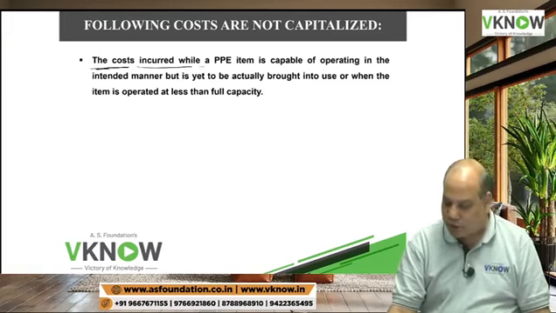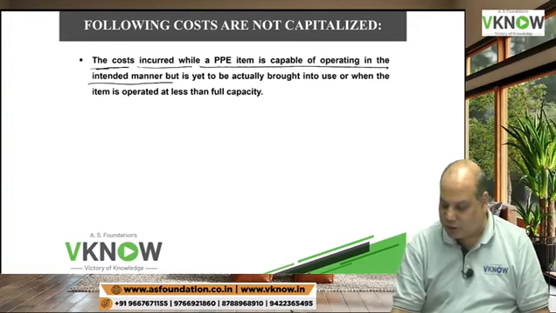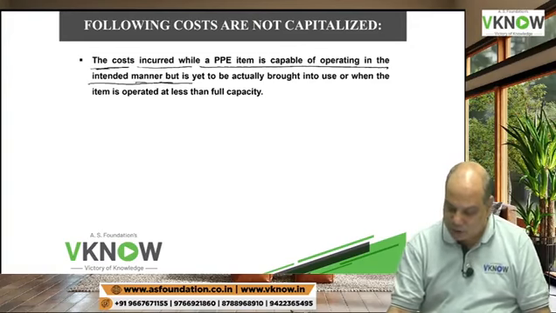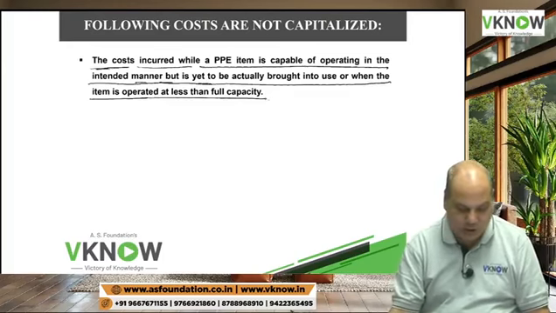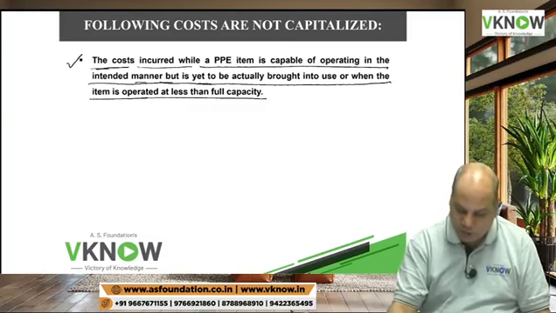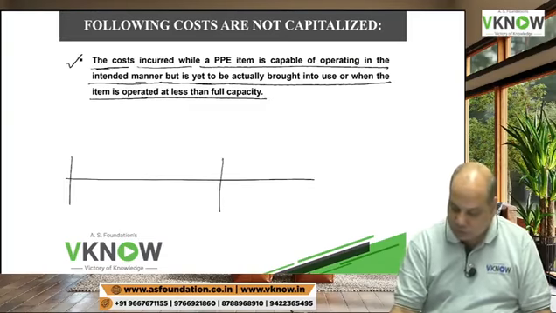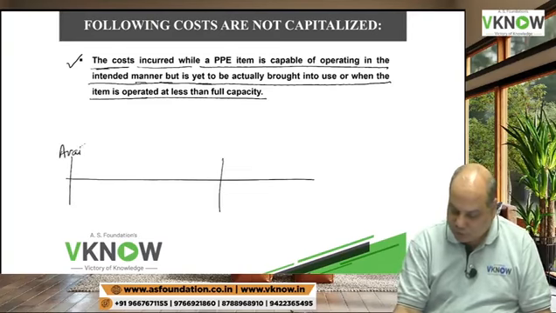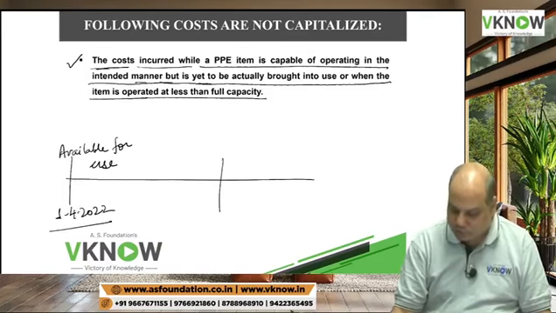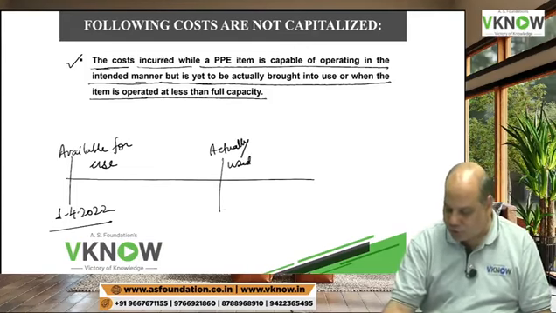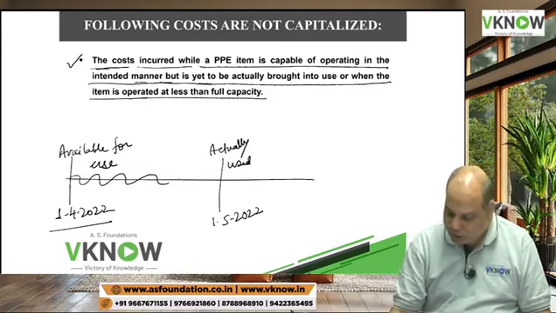The cost incurred while a PPE item is capable of operating in the manner intended but is yet to be actually brought into use, or when the item is operating at less than full capacity. Very important. This asset is available for use. Asset is available for use from 1/4/2022. Actually used from 1st May 2022. You may have incurred some cost here.